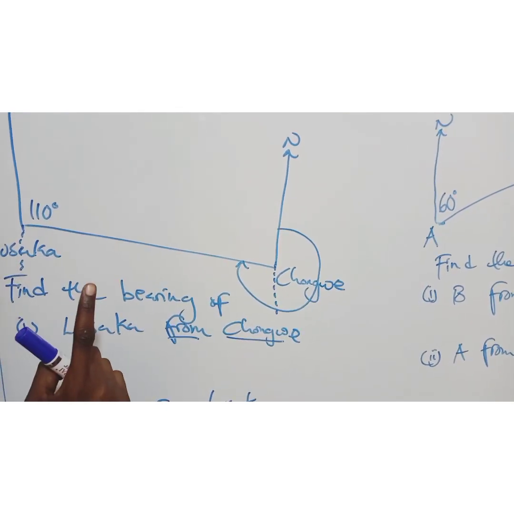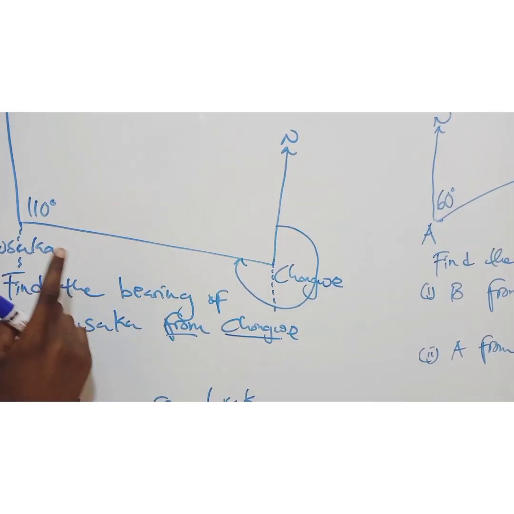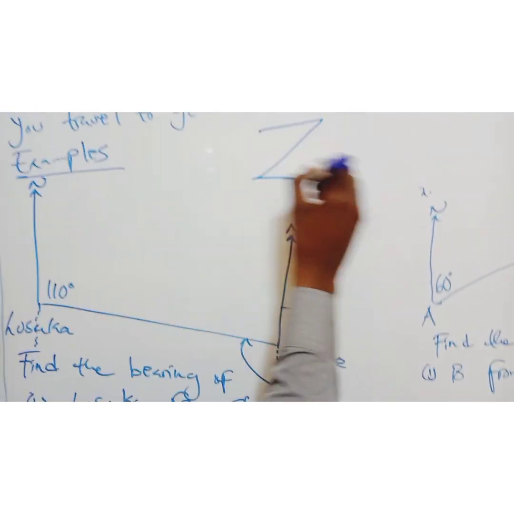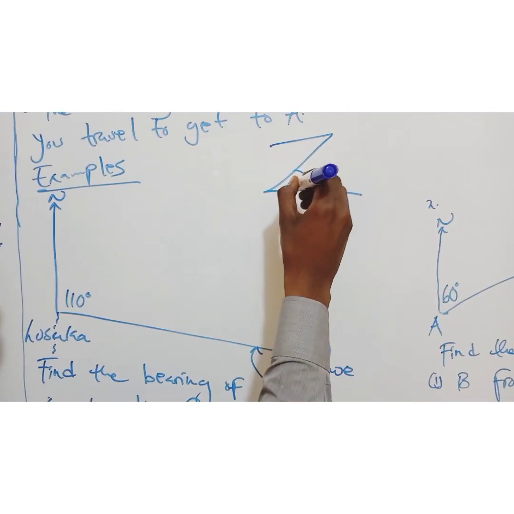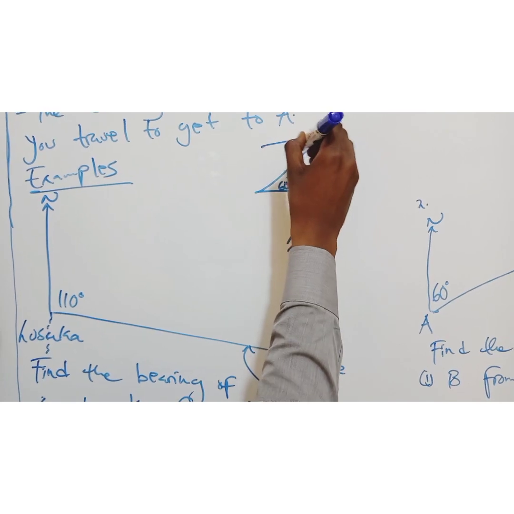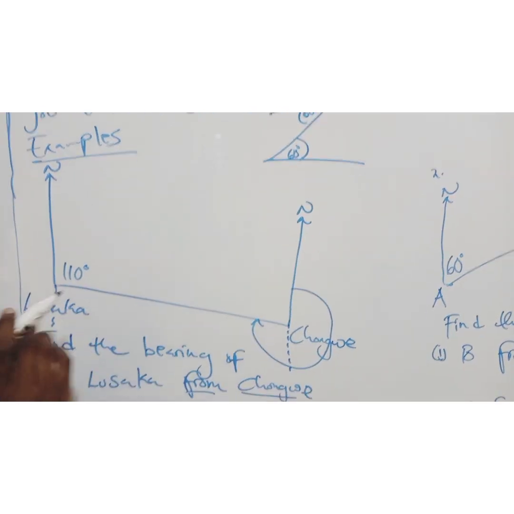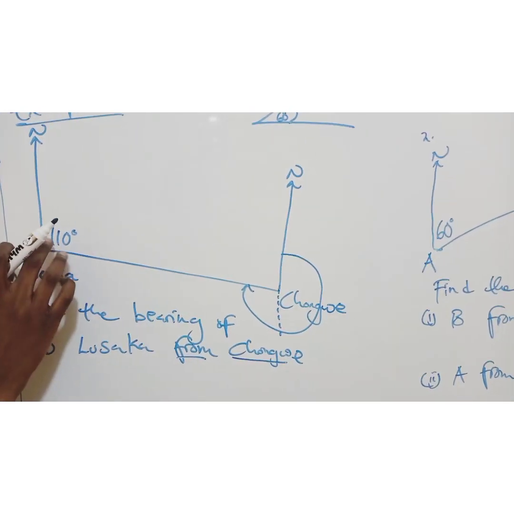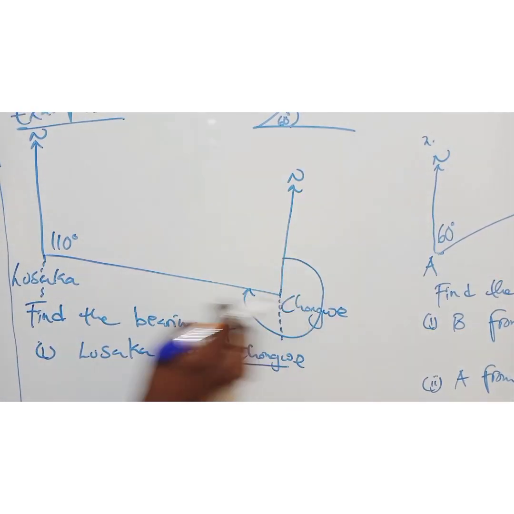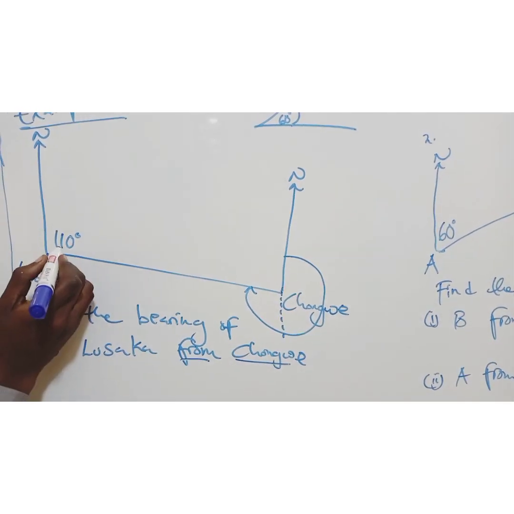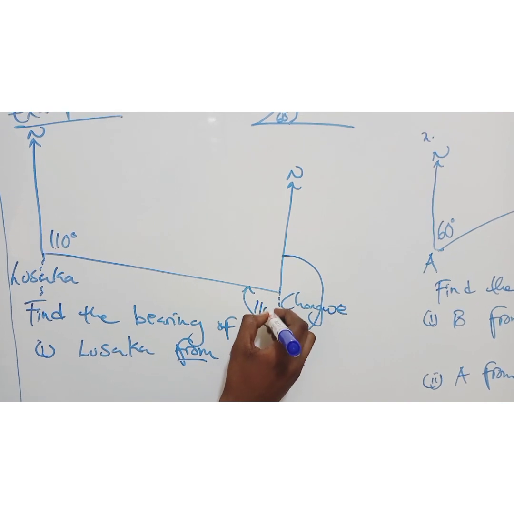In maths, there's what is known as the Z rule. So check this. This is a Z, yeah? So if this is 60, then this is 60. In this example, there are two Z's here. There's this Z, there's this one, and there's this other one. So if this is 110, there's 110 here.